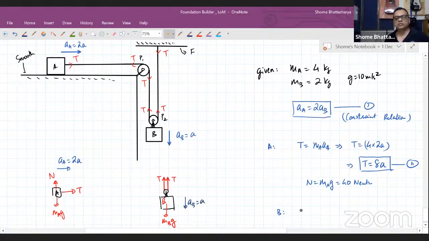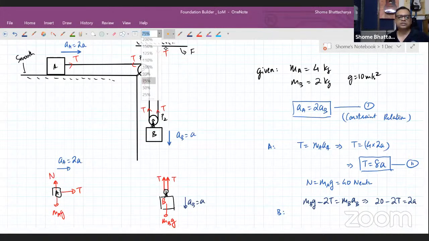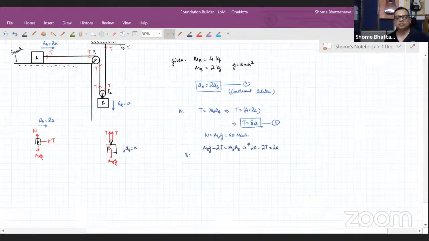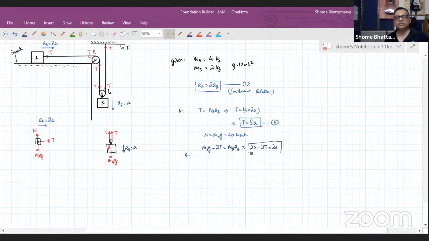So this is the situation of block B, and B has a downward acceleration of A. So we have weight minus 2T is equal to mass into acceleration. So this becomes, the weight is 20 newtons, minus 2T is equal to 2A. So this becomes the third and final equation.